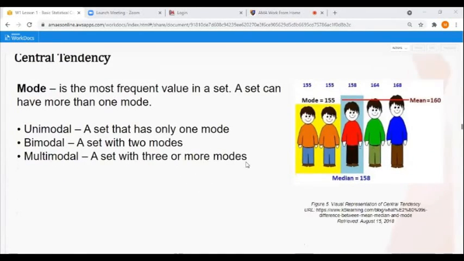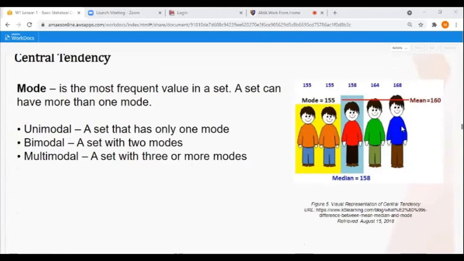And lastly, we have the mode. Okay, so the mode is the most frequently occurring value in a given set. A set can have more than one mode. So the words that you find here at the bottom are just descriptors used to describe the mode. If there is only one mode, then it's unimodal. If there are two, we call it bimodal. If there are three or more, we call it multimodal.